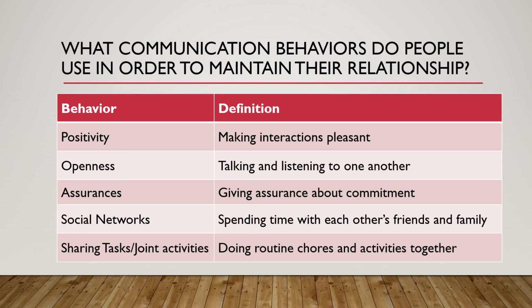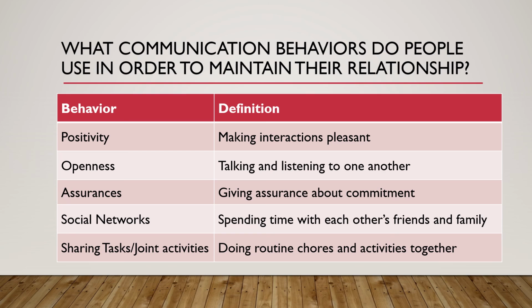And the last is engaging in shared tasks and joint activities. So this is the example of the work that I gave in the equity theory. So doing your fair share of work and chores around the house. Maybe that means doing activities together. Maybe you fold the laundry together while you watch TV. Maybe while one person washes the dishes, the other person dries them. Whatever that looks like, it could be doing these routine chores and activities together. And that's a way that we can maintain equity as well as maintain the relationship.